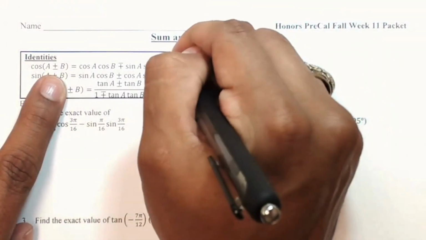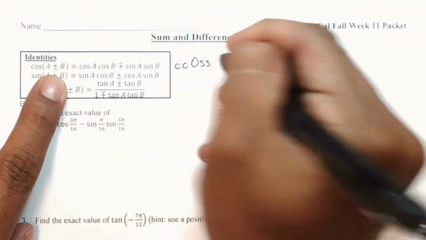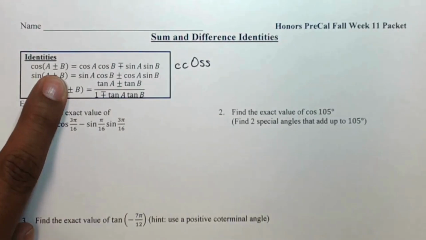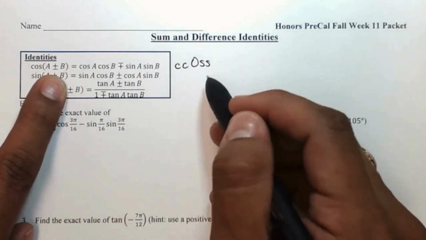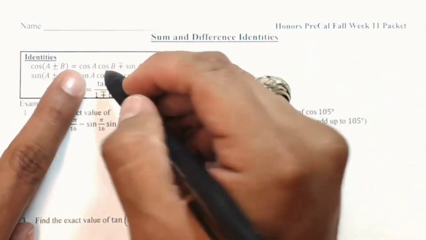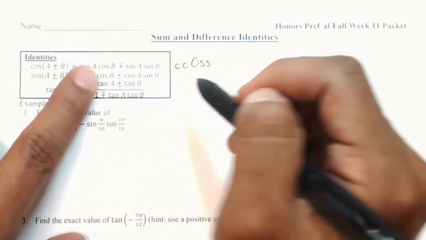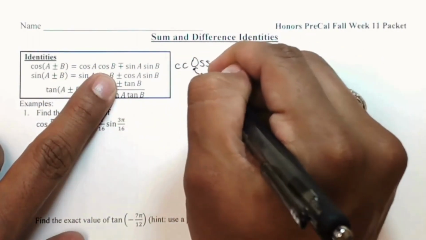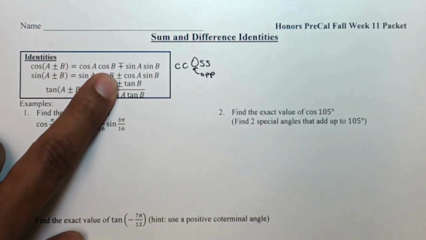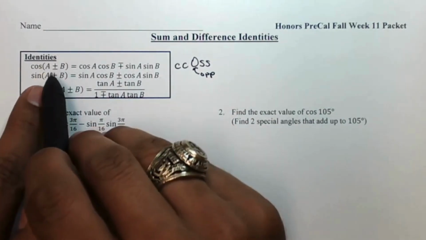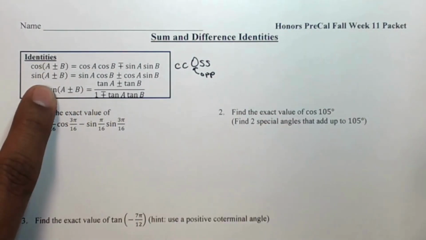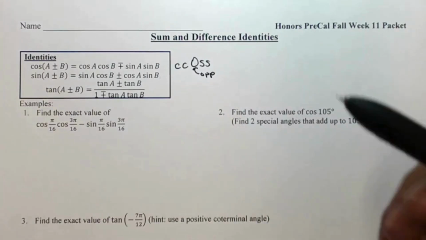So a good thing that we do to remember this is using CCOSS. We like to say COCOS sometimes. COCOS is trying to get you to remember that you're always doing cosine and cosine. You're always going to do the opposite sign of whatever it was. So if we're adding in here, we're subtracting out here. If we're subtracting in there, we're adding in there. So that's a good way to remember that.